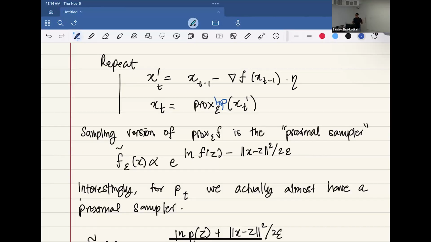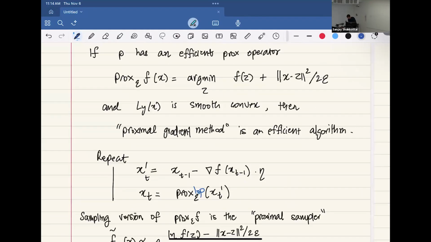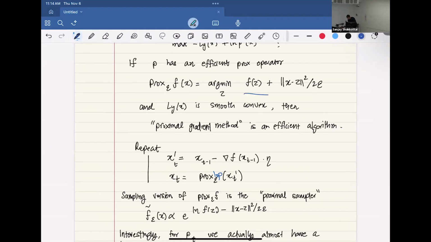We're going to replace the proximal operator prox with a proximal sampler. See here we have this argmin. We're going to put that in the exponent and sample from that, and that's the proximal sampler. It puts a lot of mass on places where the prox operator has a low argument, and it's basically the sampling analog of the prox operator.